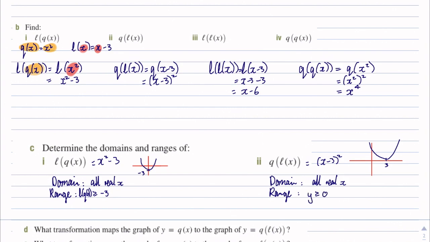What transformation maps x squared to Q of L of x, which was x take 3 squared? Moved right 3. And x squared to, well, L of Q of x was x squared take 3. And that moved it down 3. Moved down 3. That's questions 1 and 6.